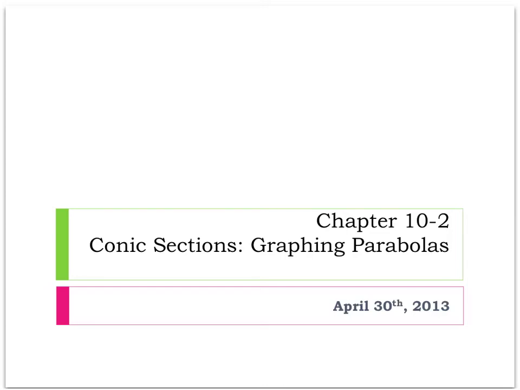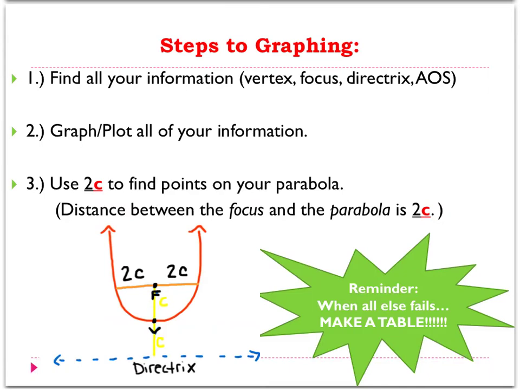Now we're going to be taking our knowledge of parabolas and graphing this information. So here are the steps to graphing. First, you want to find all your information. So we need the vertex, the focus, the directrix, and we need to know what our AOS is. Next, we're going to plot all of this information in our graph.